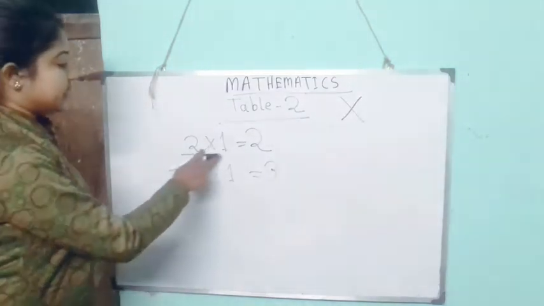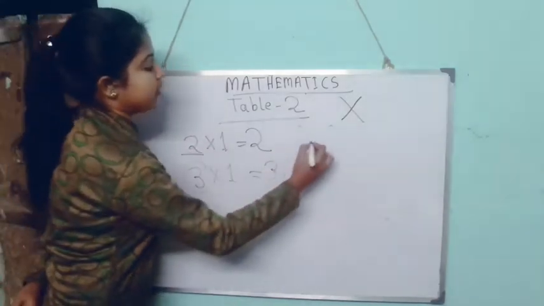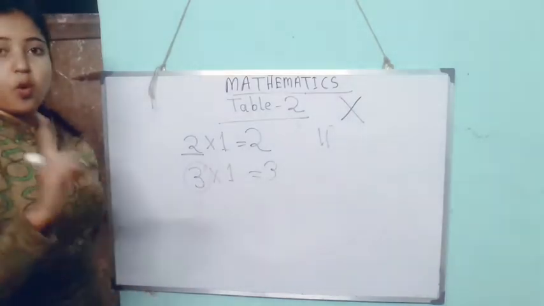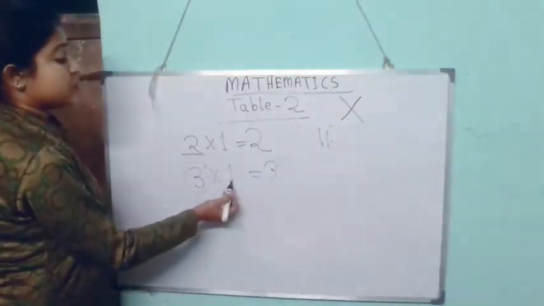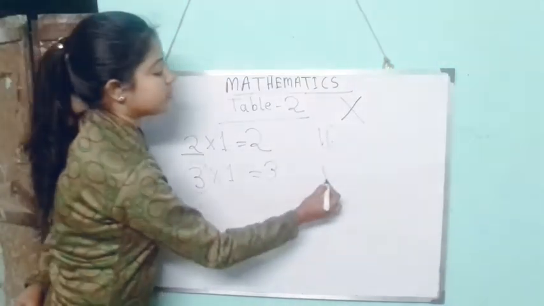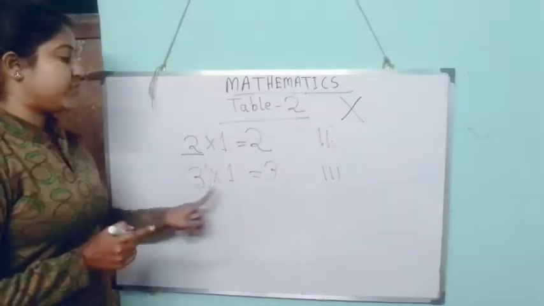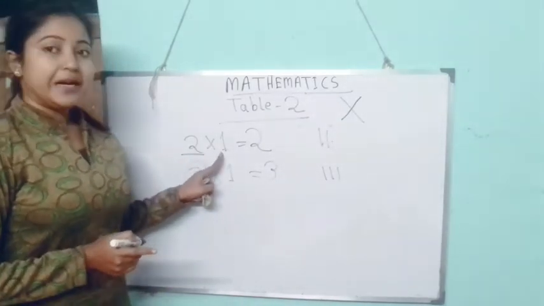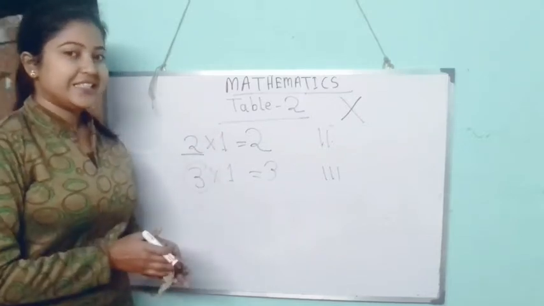Let's see. This is 1 time 2, right? 1 time 2. That means only 2 lines we will draw. So 1, 2. This is 1 time 3. So we will draw only 3 lines, right? 1 time 3. That's why we will get the same number. If we multiply any number with 1, we will get the same number.